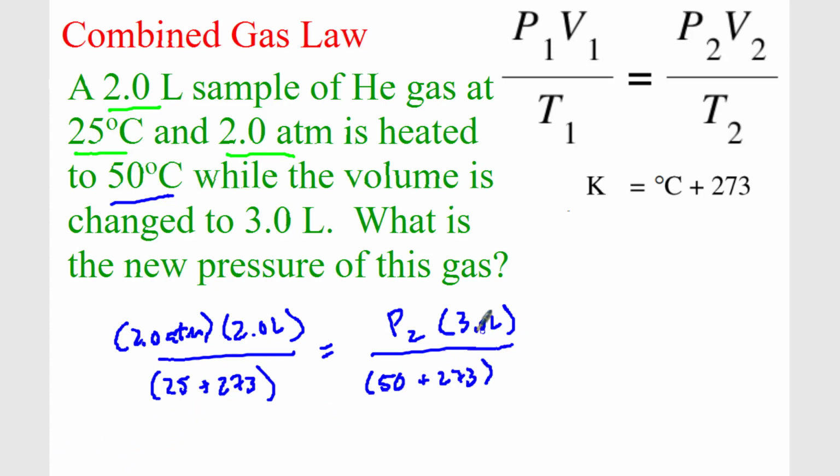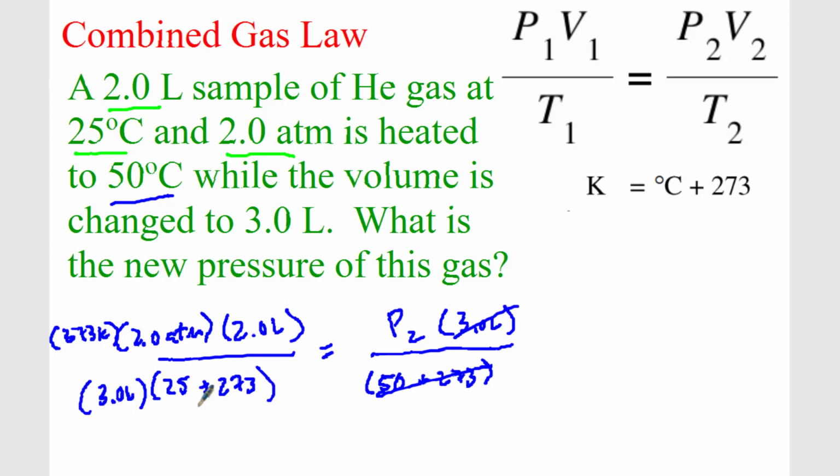I like to do my algebra this way: you can see the 3 liters is being multiplied, which means we're going to move 3.0 liters to the bottom. And the 50 and 273 is obviously 323. That's going up top. So 373 degrees Kelvin, okay? Anything on the bottom, we're multiplying. Anything on the top, we're dividing.